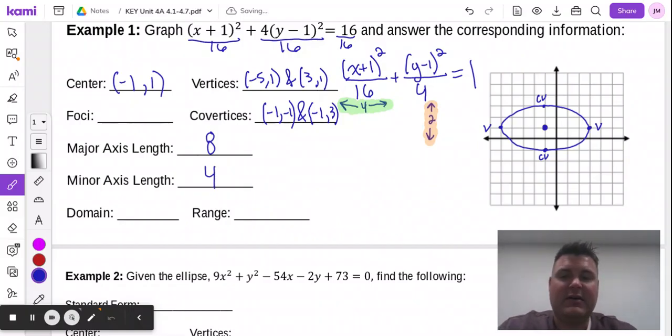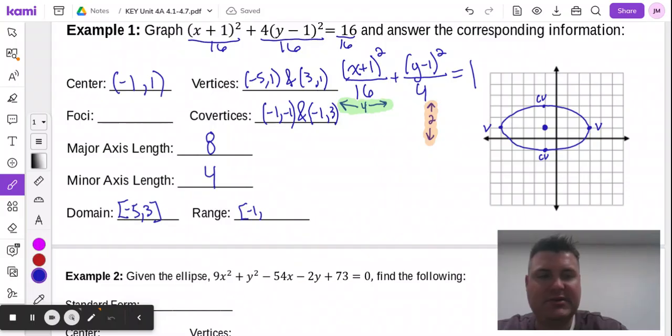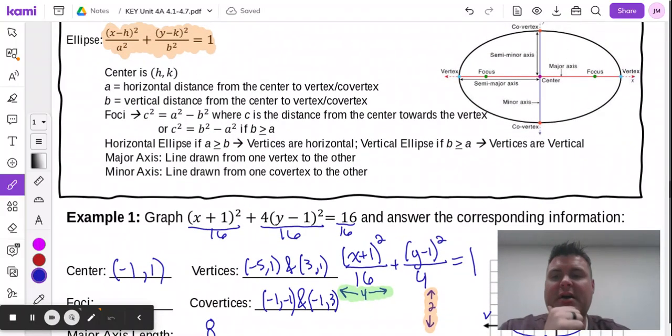Okay. Domain and range. You can clearly see that our far left is going to be -5. We include it, and then we go all the way to 3. Range is going to go from -1 up until 3. The last thing I haven't talked about yet are the foci. The foci always go along the major axis. For this case, because we are horizontal, the foci are going to go left and right. Now, how do we find that? It's up here. Foci is going to be represented as c up here.